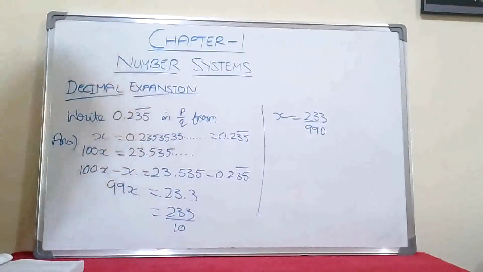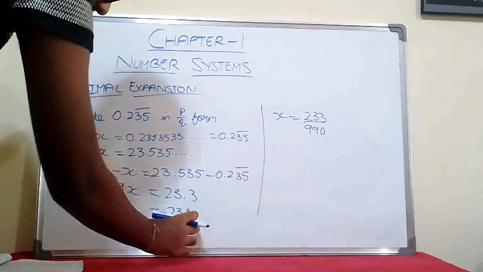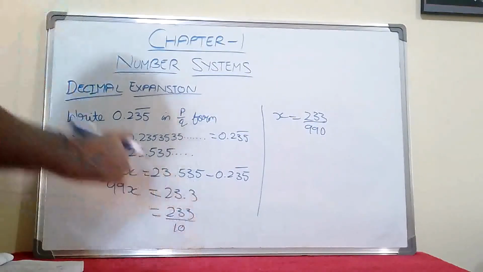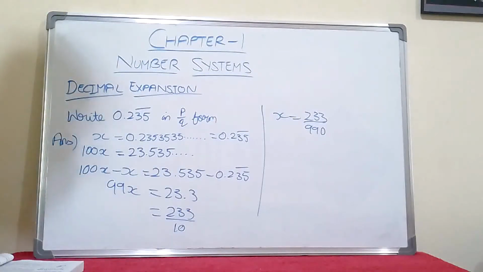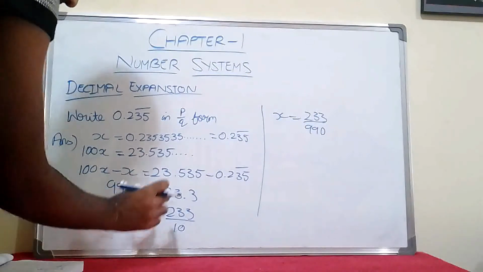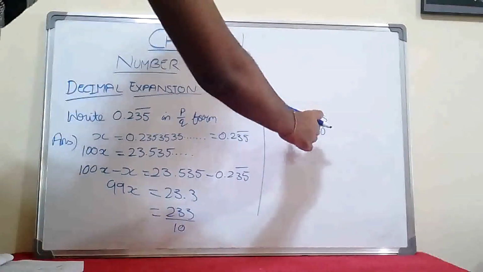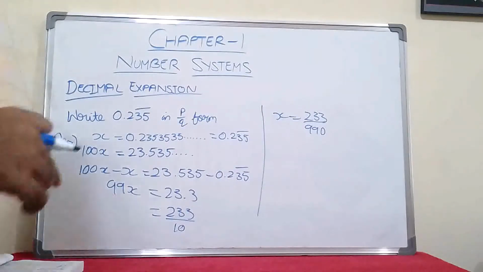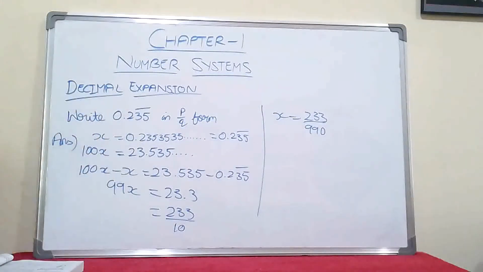So when we divide 233 by 10, we get this number. So 23.3 can also be written as 233 by 10. Now when we take 99 to the other side, we get 233 by 990. This is how we find it when there is an additional digit in the decimal place which is not repeating.